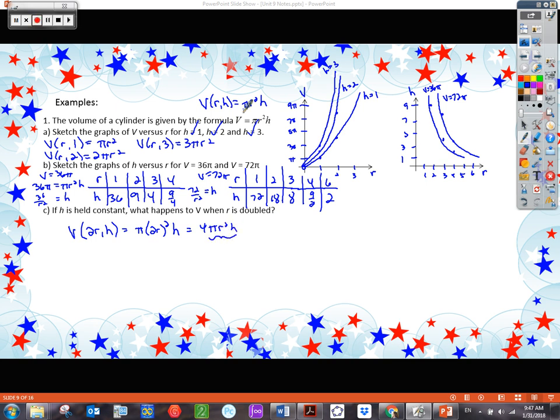This pi r squared h is the volume formula, right? That is volume. This is volume. So basically what happens to the volume? It's quadrupled. Okay, the volume would be quadrupled. So when the radius is doubled, the volume is quadrupled. Okay, we okay with that? All right, let's go ahead and take a look at our daily work.